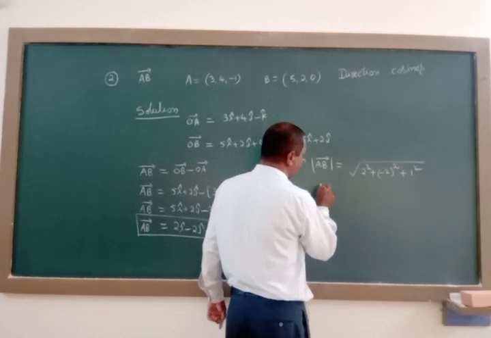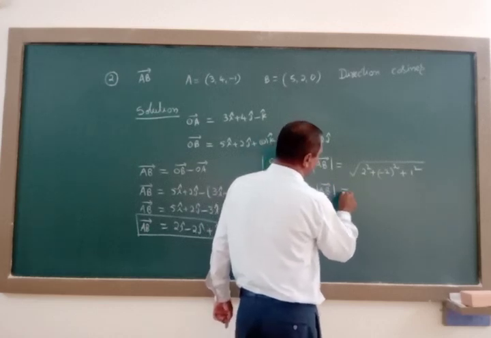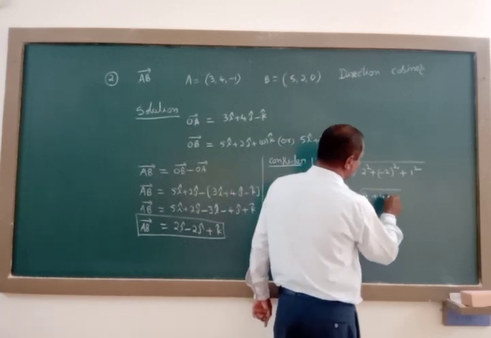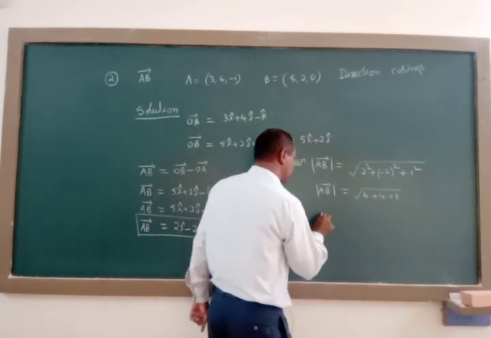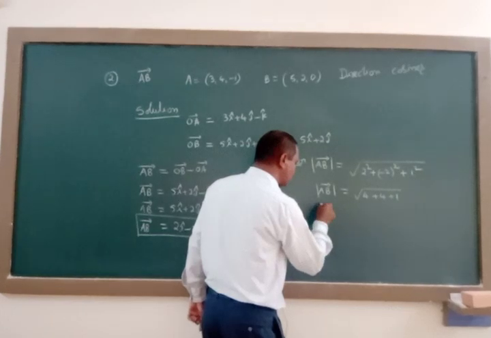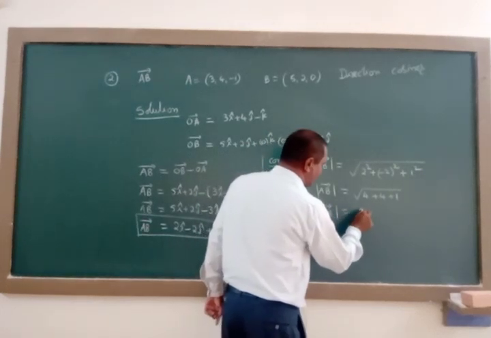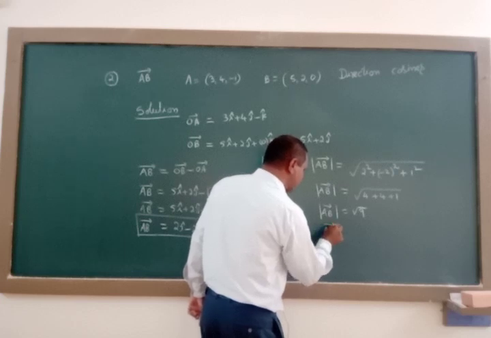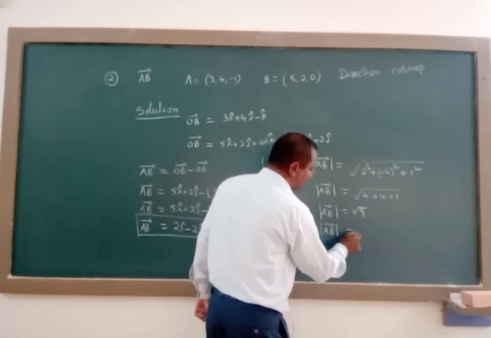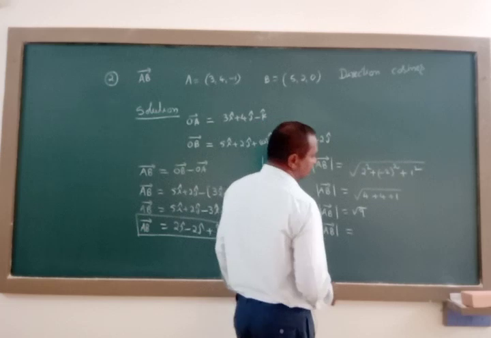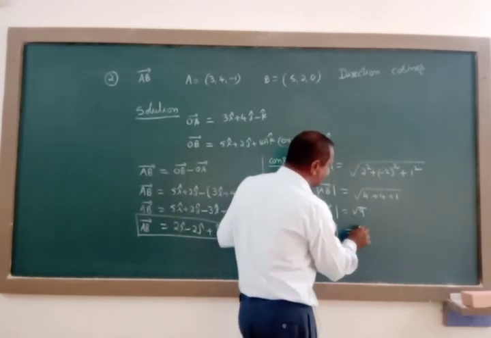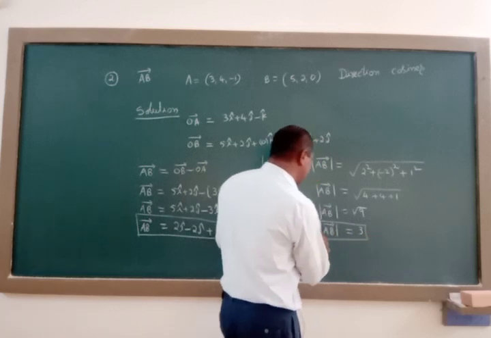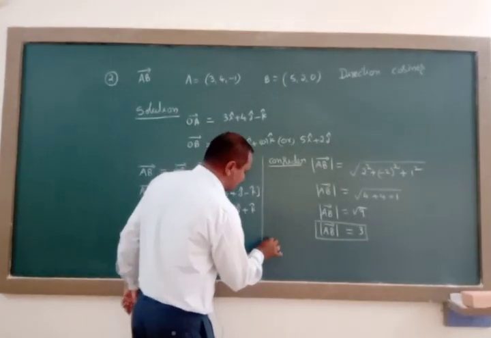Magnitude of AB bar is equal to square root of 4 plus 4 plus 1. Magnitude of AB bar is equal to square root of 9. Magnitude of AB bar is equal to 3, since square root of 9 becomes 3. Then easily we can find the direction cosines.